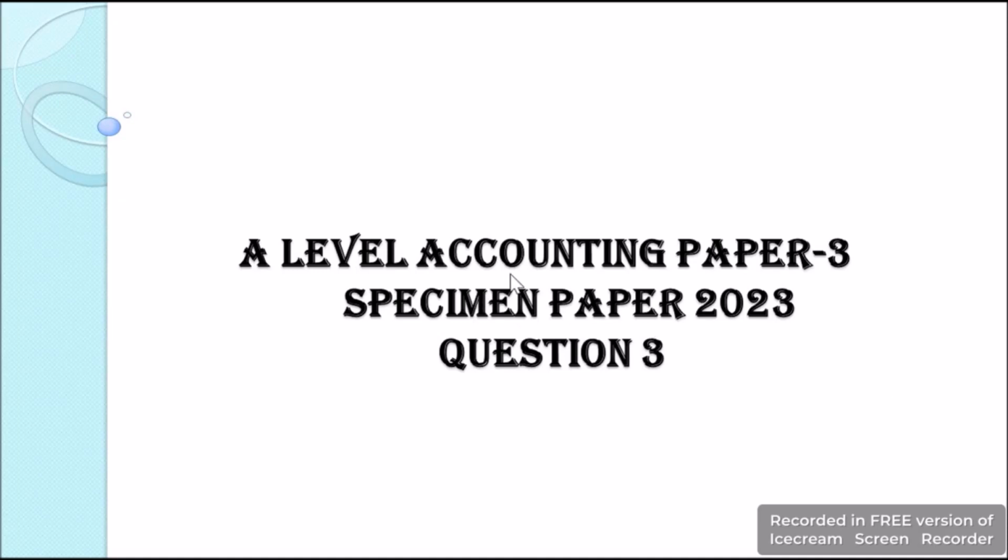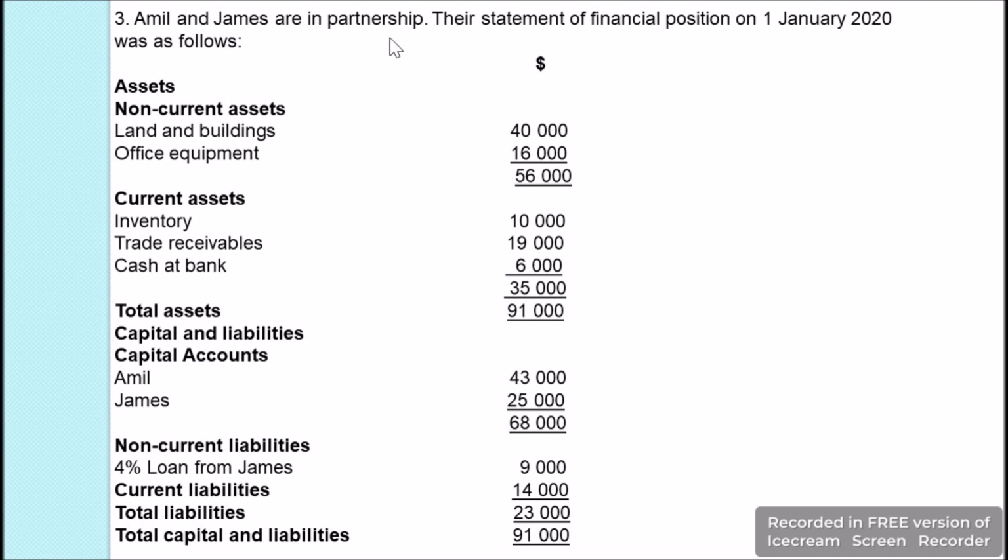In this video, we are going to do a question from Paper 3 specimen paper 2023, question 3. The question states that Amel and James are in partnership. Their statement of financial position on 1st January 2020 was as follows.